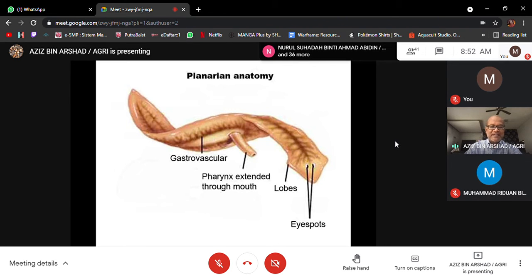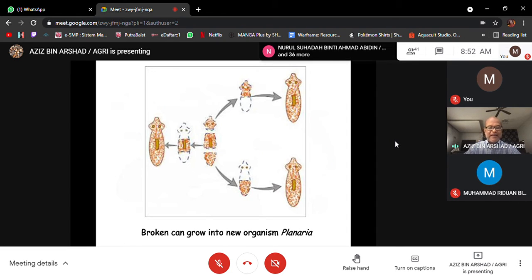Again, the picture of the anatomy of planaria, and if you cut one whole animal into the head and the posterior region, the head will again develop into one new organism. If you even cut the posterior end, the head part will be regenerated after some time. So the regeneration process is very rapid and very efficient. And this is what scientists are looking into now.